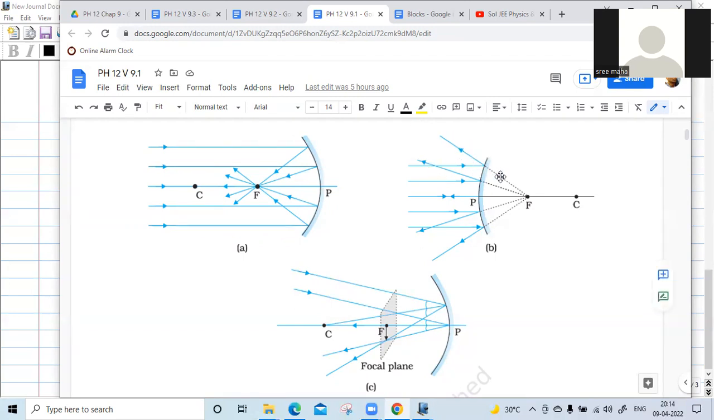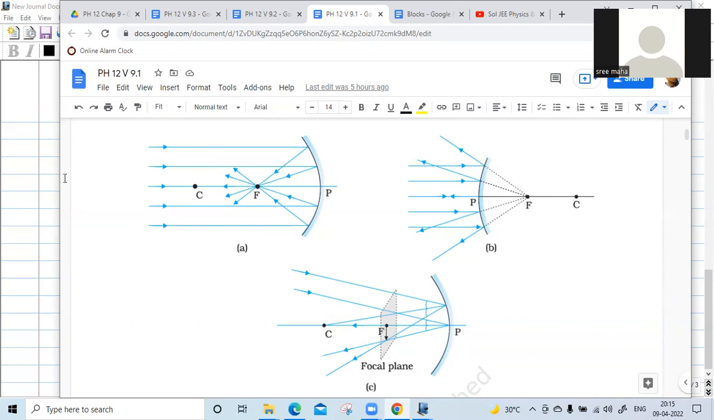If you project it backwards, extend it backwards, it will meet somewhere here. If you take a second parallel ray, that will also get diverged. If you project all these parallel rays backwards, they will appear to diverge from a point. So it's as if you have a point object at this point, and the light is coming from this point object placed at this focus point here. So this is a convex mirror.